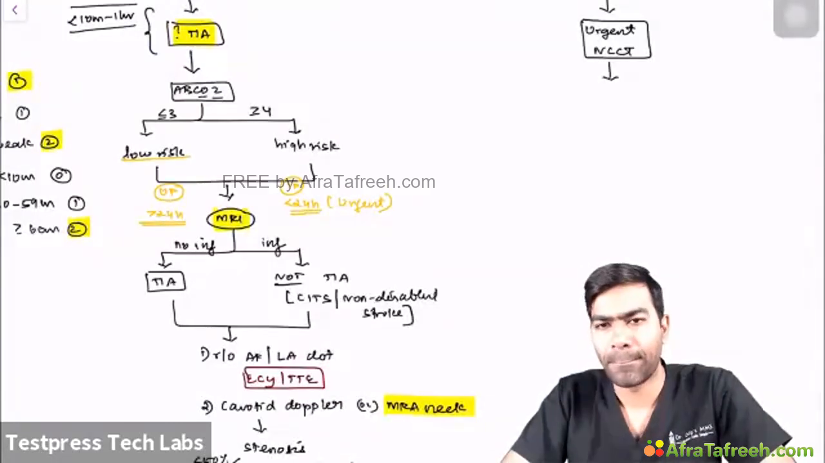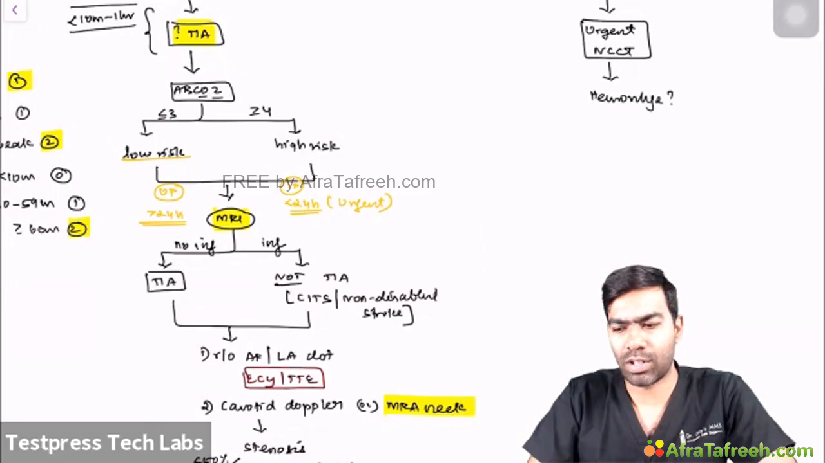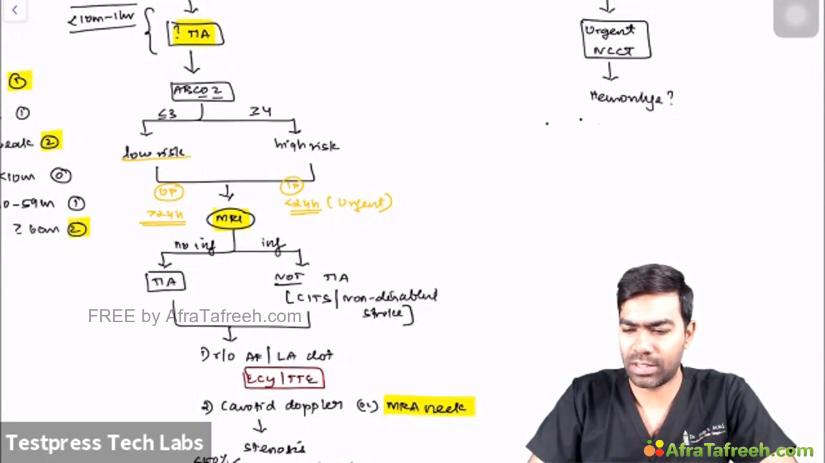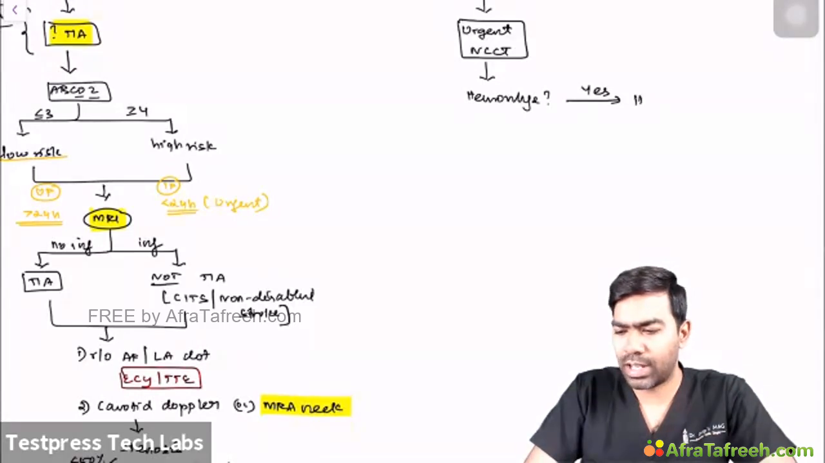Anyways, next we are going to do an urgent NCCT, that is a non-contrast CT. In the non-contrast CT, the idea is to see whether the patient is having any focus of hemorrhage or not. If the patient is having signs of hemorrhage, then in this particular setting, you treat it like a hemorrhagic stroke.